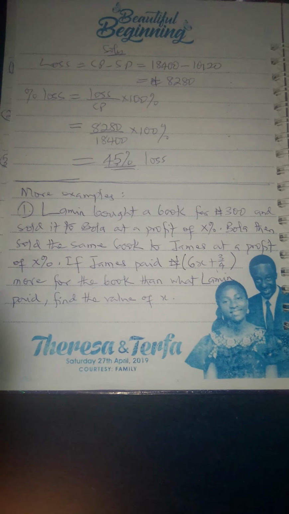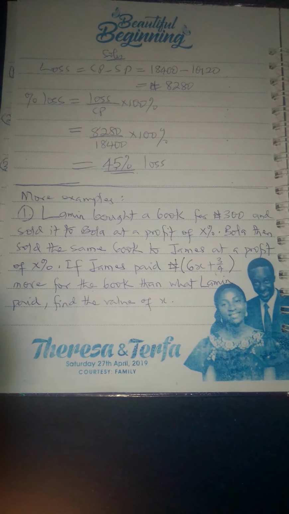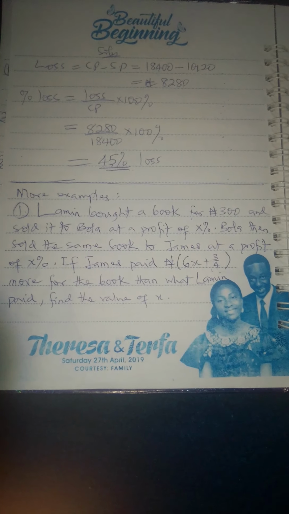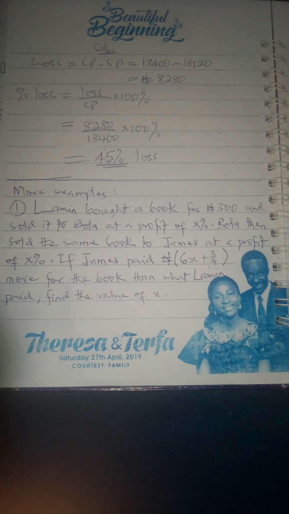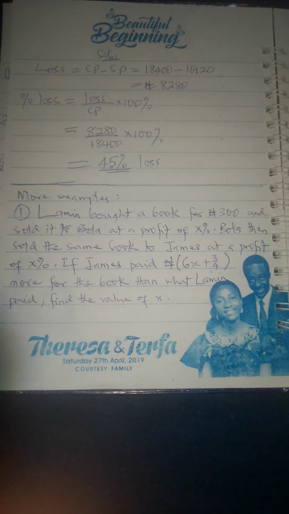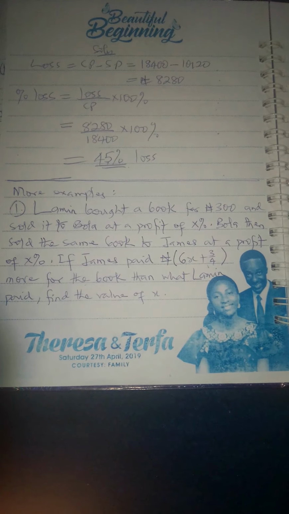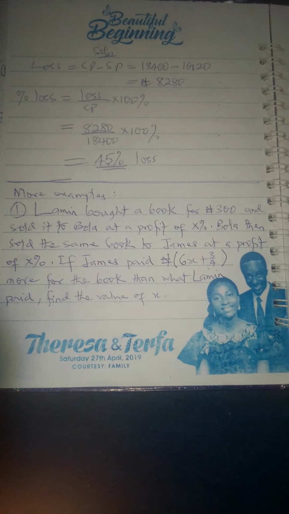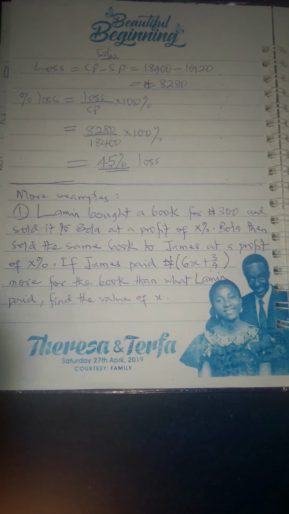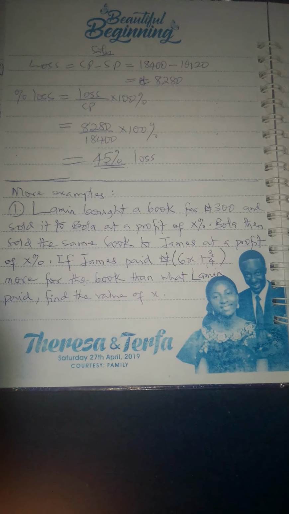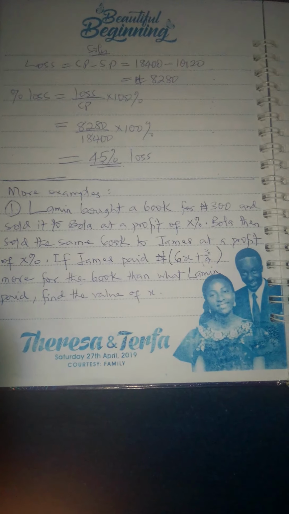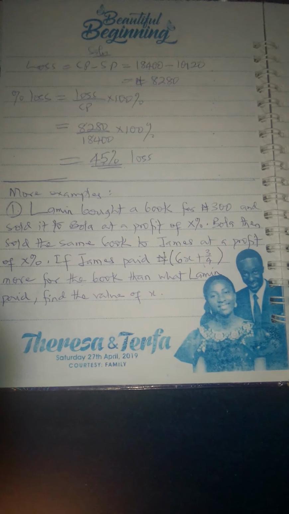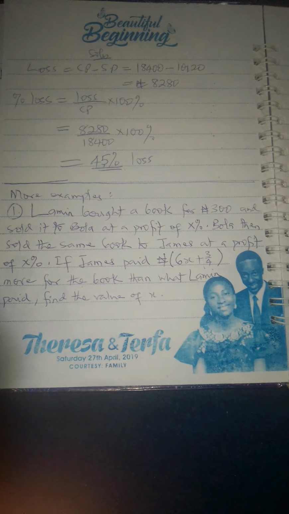1. Lami bought a book for 300 naira and sold it to Bola at a profit of x%. Bola then sold the same book to James at a profit of x%. If James paid (6x + 3)/4 naira more for the book than what Lami paid, find the value of x. When you check this question, you discover the cost price for Lami is 300 naira. He made a profit percent of x, or she made, because I don't know whether Lami is a boy or girl.